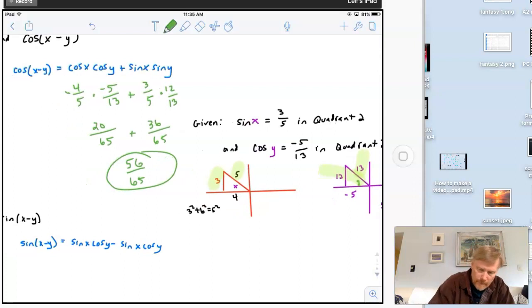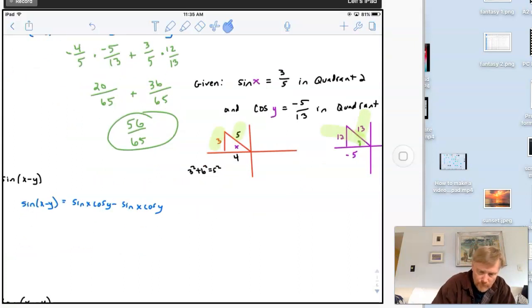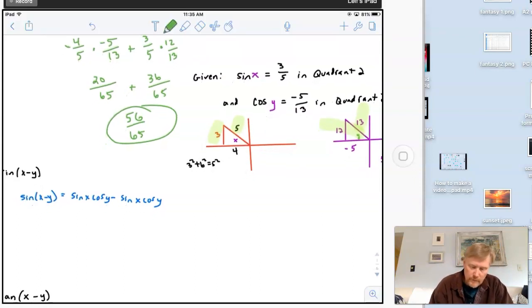Over here, and all right, so sine of x. Sine is opposite over hypotenuse, is 3/5. Cosine of y is adjacent over hypotenuse, which is negative 5/13, minus sine of x. Sine of x is opposite over hypotenuse, which is 3/5.